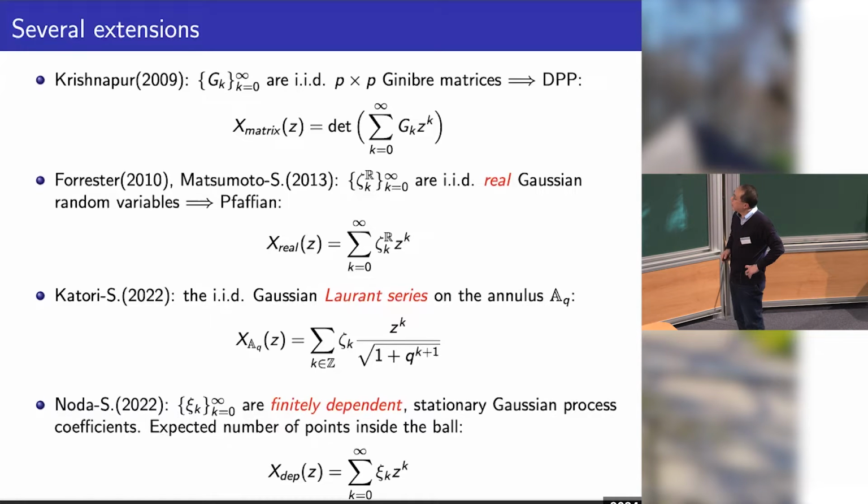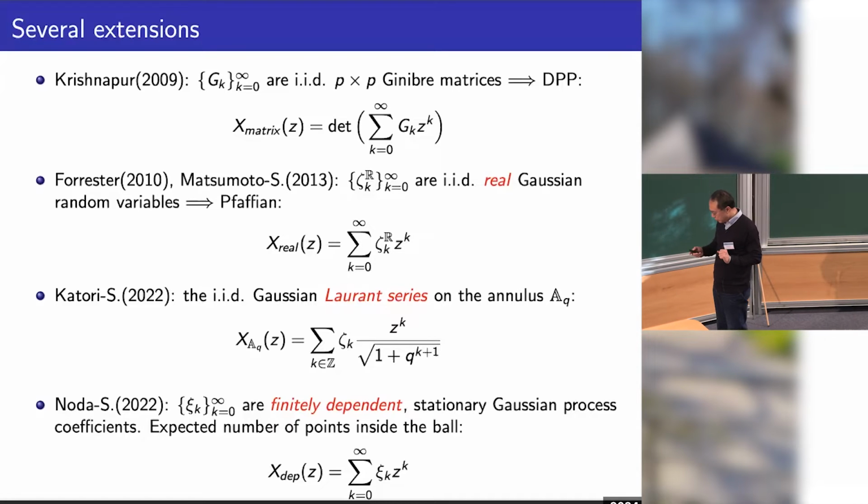Today I'd like to explain a result where the coefficients are not i.i.d., but a stationary Gaussian process. In this paper, we computed the expected number of points inside the ball. But what is the effect of the dependence? That's the main topic of this talk.